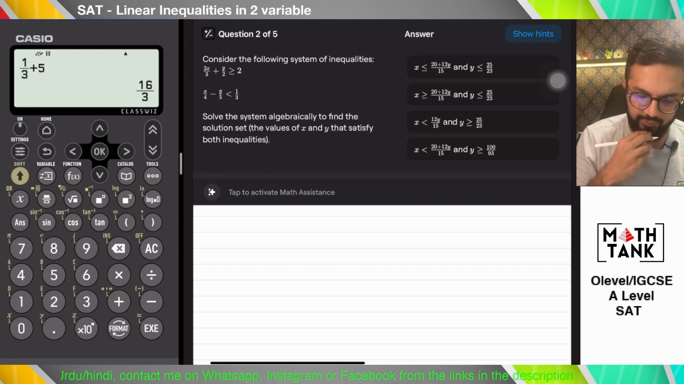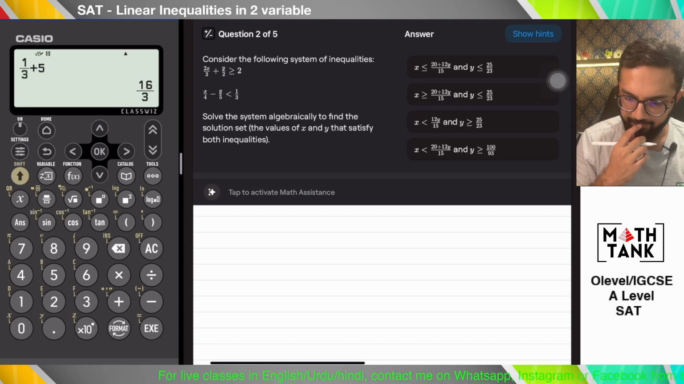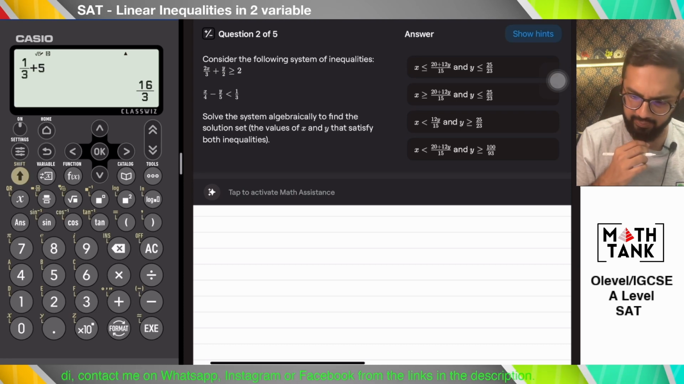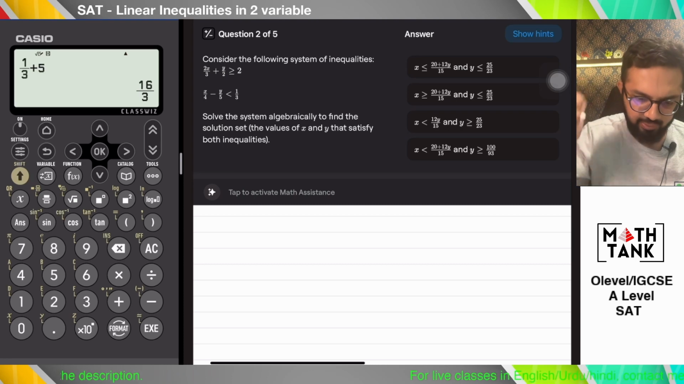I have a set of inequalities. Solve the system algebraically to find the solution set, the values of x and y that satisfy both inequalities. This is sort of a tough question. Let's see what we can do about this. If I solve this algebraically, I can find a corner solution to this, and I need something in terms of x and y. Why don't I combine the two inequalities? I can't even combine that.